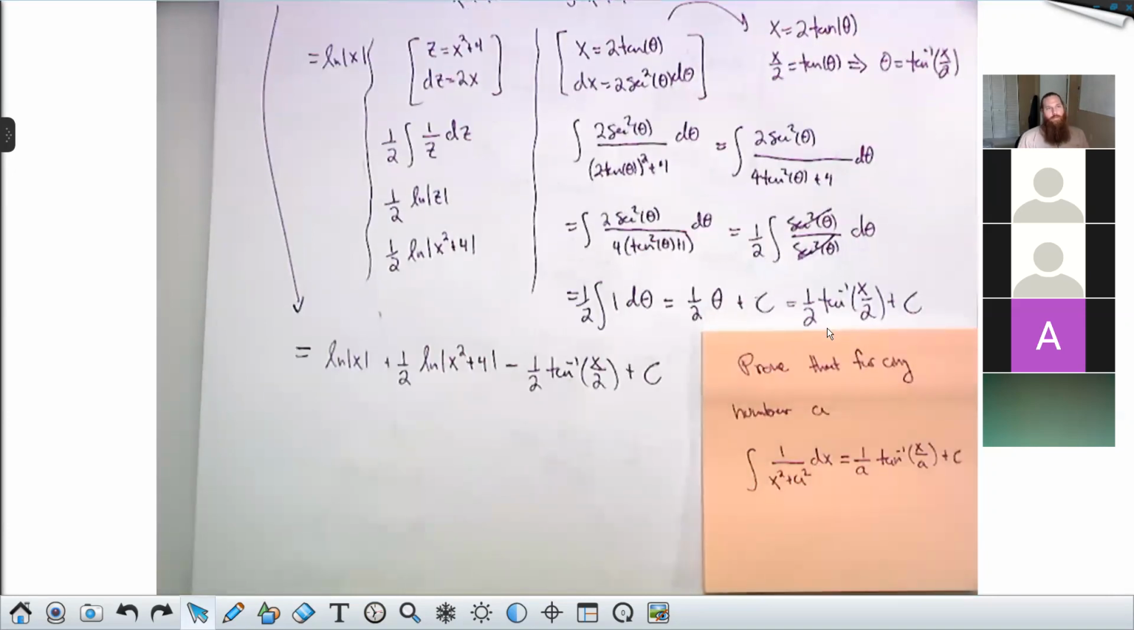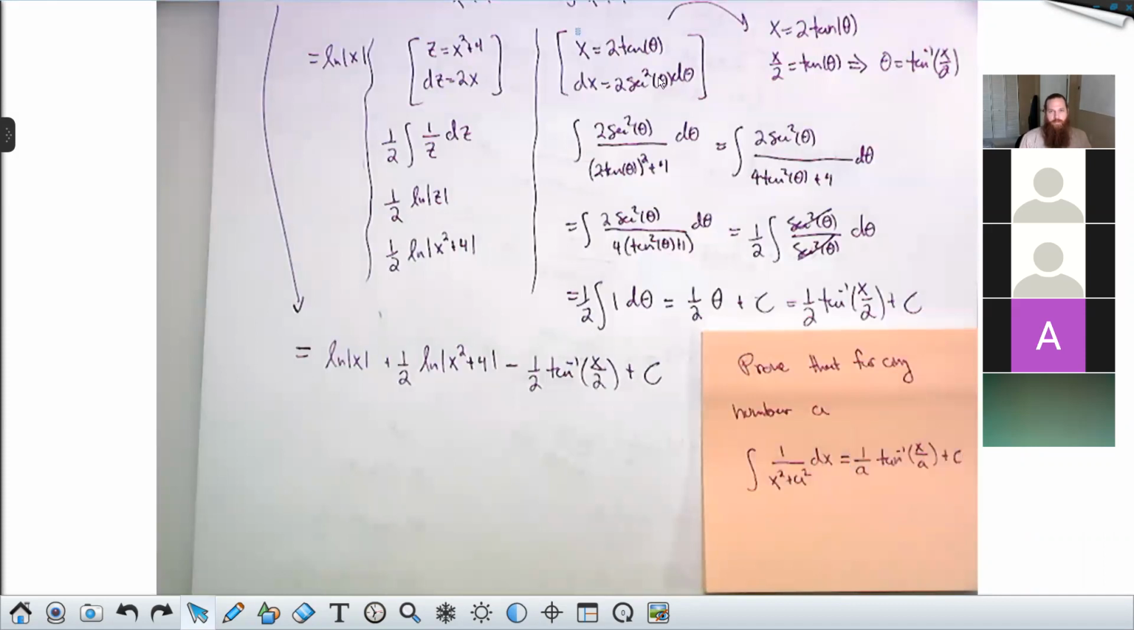It's worth proving this formula because you don't want to have to write all this stuff down every time you see an integral that looks like this. I don't want you to memorize this. I want you to prove it. I want you to solve this integral in general. So for any constant a, find the value of the integral 1 over x squared plus a squared. It will come out to this. So you know what to shoot for.